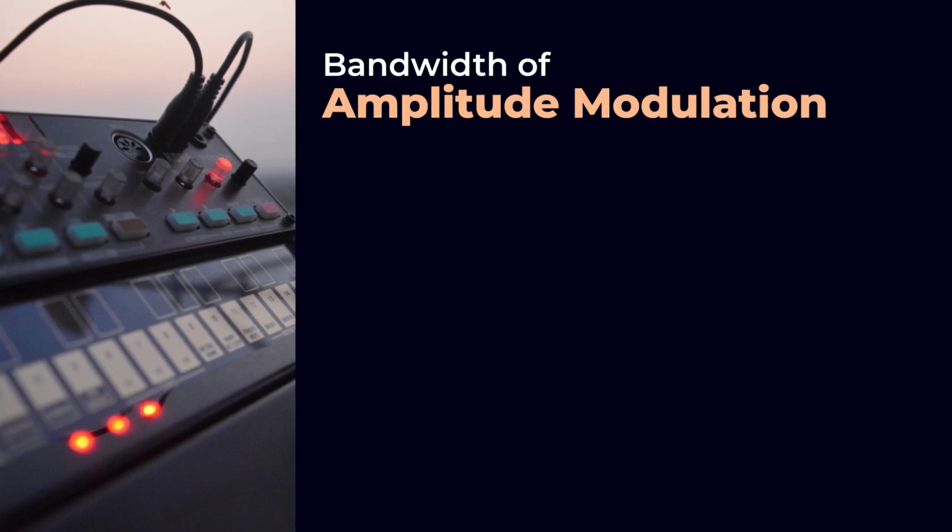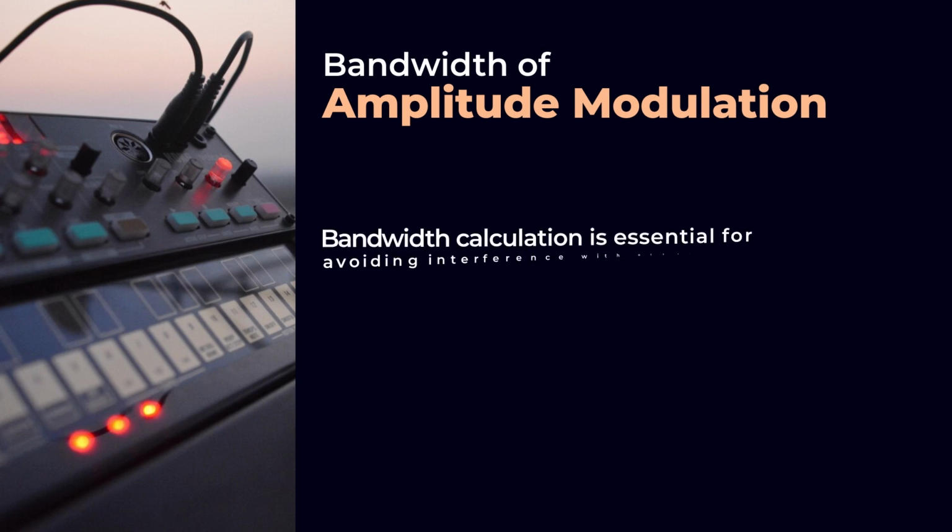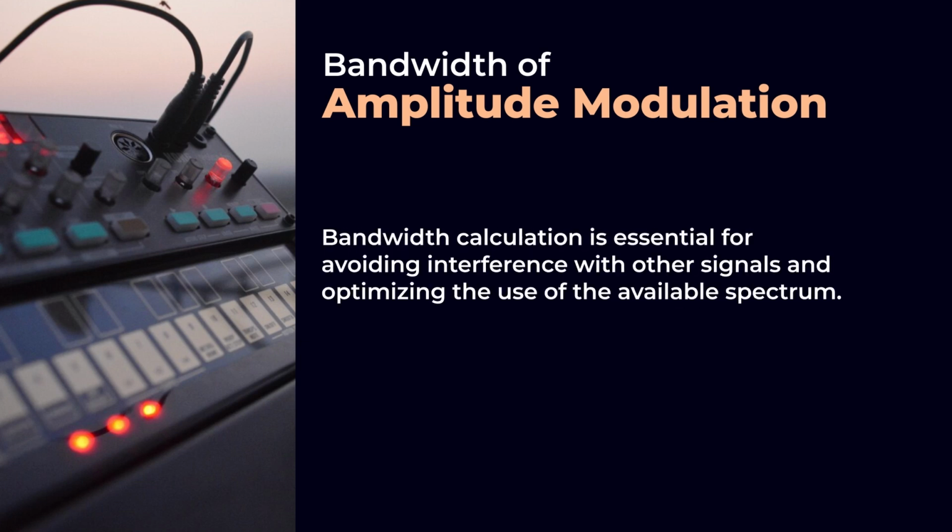Now, next we are going to cover the bandwidth of the AM wave. The bandwidth of amplitude modulation determines the range of frequency that the signal occupies and impacts the selection of channel spacing and transmitter or receiver design. Bandwidth calculation is essential for avoiding interference with other signals and optimizing the use of available spectrum.